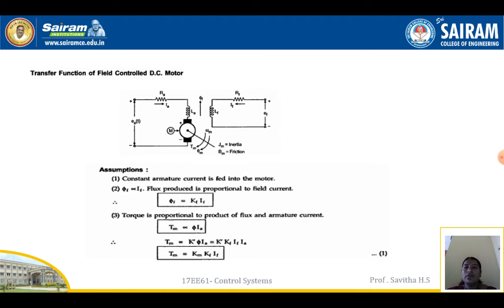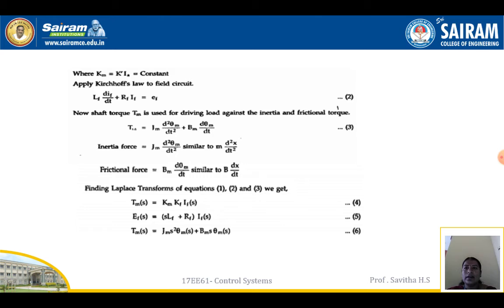Transfer function of field controlled DC motor. Assumption: constant armature current is fed into the motor. Phi F is proportional to IF. The flux produced is proportional to the field current. Torque is proportional to the product of flux and the armature current.